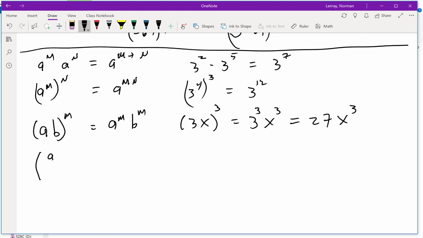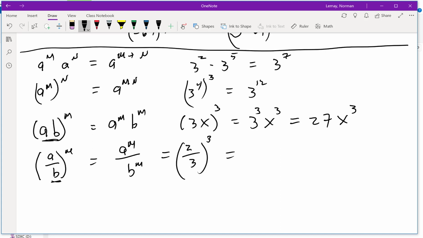And if we have a fraction, a over b to the mth power, then this is a to the mth power over b to the mth power. And again, notice here that the bases are all different. So for example, if I had 2/3 to the 3rd power, then this is going to be 2 to the 3rd over 3 to the 3rd, which is 8 over 27.